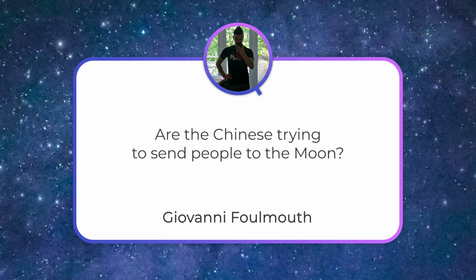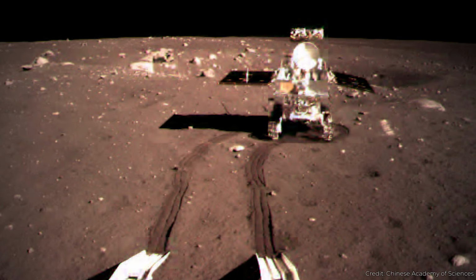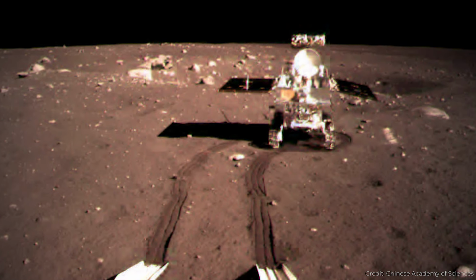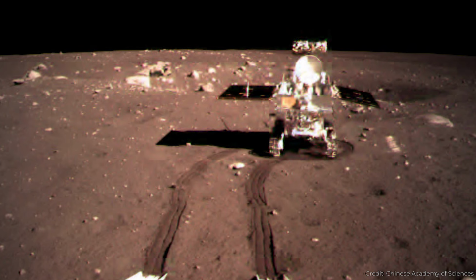Giovanni Falmouth, are the Chinese trying to send people to the moon? Yes. The Chinese Space Agency has laid out in fairly concrete detail their exact plans for sending humans to the moon. Currently they've done 5 missions to the moon, the Chang'e series, Chang'e 1 through 5. Chang'e 6 is coming soon. It's going to be another sample return mission. Chang'e 7 is going to be an in situ resource utilization mission. And then come 2030, they're going to have their human mission to the moon.